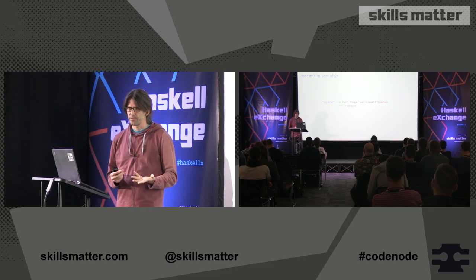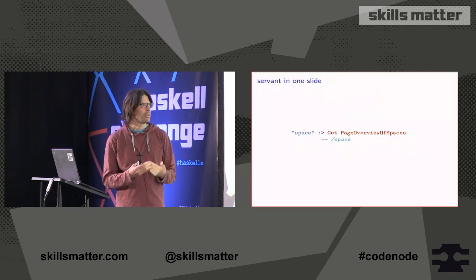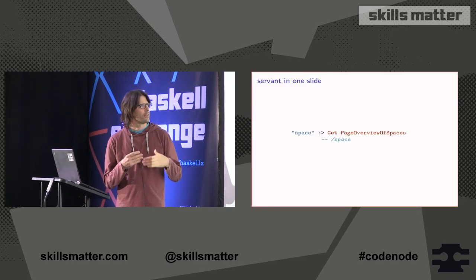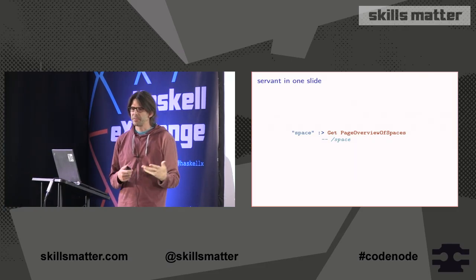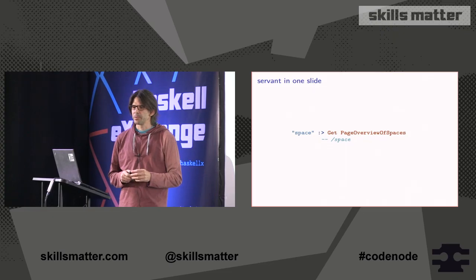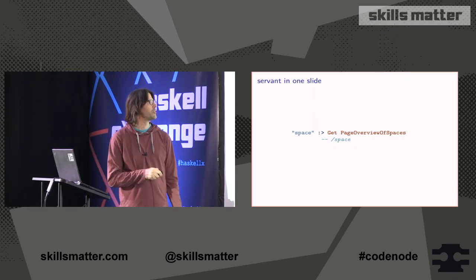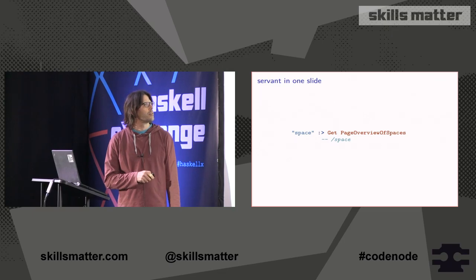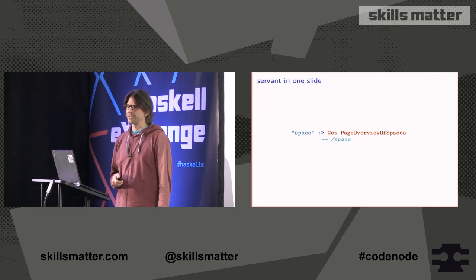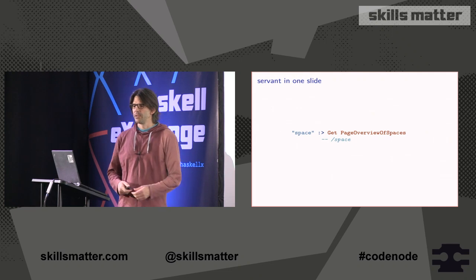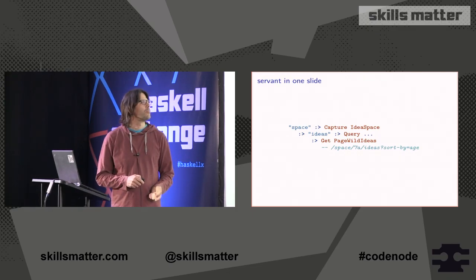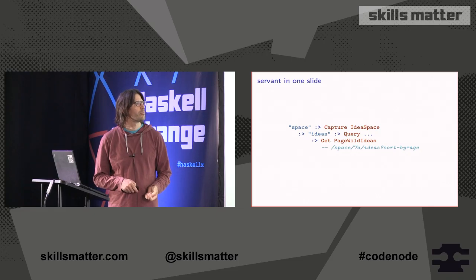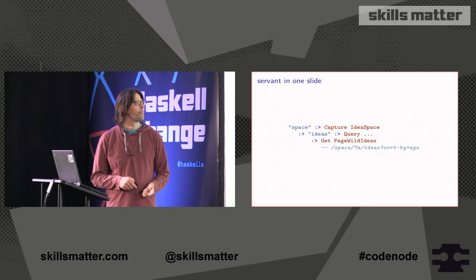Servant is a DSL for defining APIs, HTTP APIs, as lists of endpoints with routes and methods and the types of the requests and the responses. And this is a very simple one. It takes a path space, so you have just one path segment. The request method is get, and this is the type of the result. We've already seen that Lucid can turn that into HTML code. And you can do slightly more complicated things like read path segments or query parameters, and then you get URLs like this. But it's essentially the same thing.